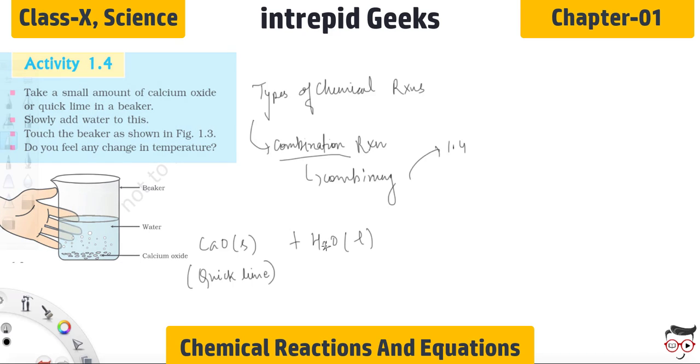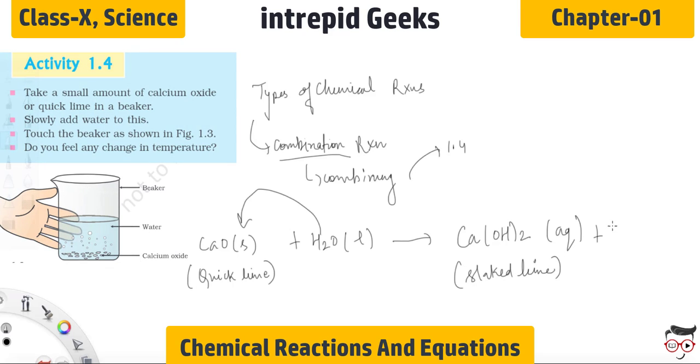Why is the process of combination taking place? Because we are adding water to quicklime, and in the process of combination a new substance will form, and that new substance will be calcium hydroxide, which is aqueous in nature. We call calcium hydroxide slaked lime. Also, some amount of heat will be liberated after the reaction. So students, the reactants are quicklime and water, and the products are slaked lime and heat.